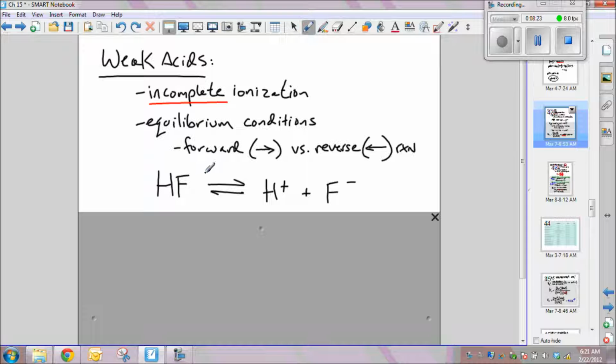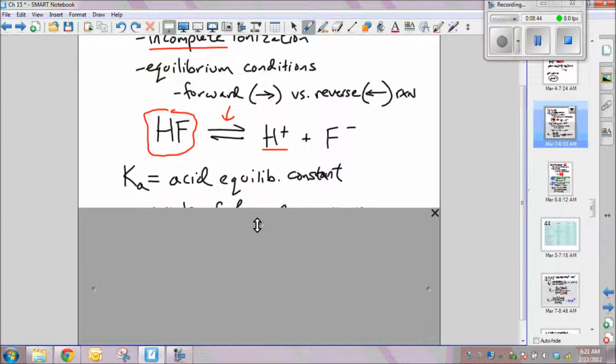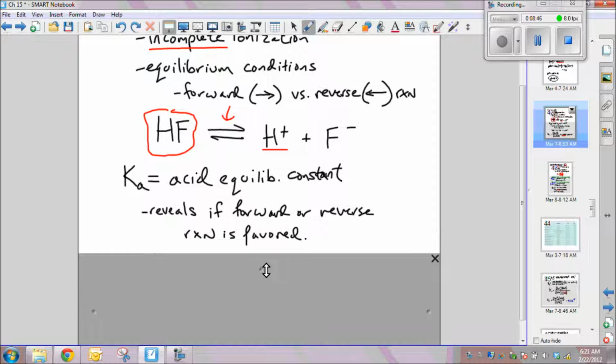Don't forget the equilibrium symbol, this right here, indicates that all of those species are in solution at the same time. So you have some unionized material, for example, this is hydrofluoric acid, and you also have some that ionized and formed the anion and the cation, H plus, in solution. So you have to set up what's called an equilibrium constant.